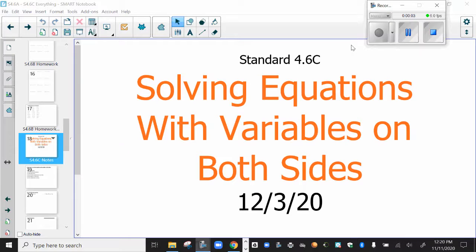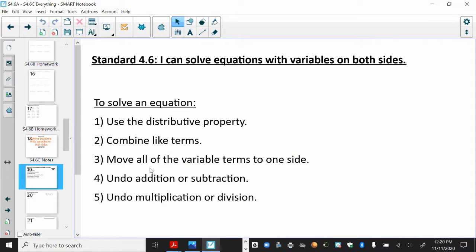Hello, here's standard 4.6C, solving equations with variables on both sides. Standard 4.6, I can solve equations with variables on both sides. This is just like last time to solve these equations.